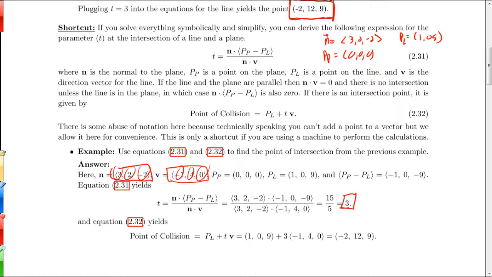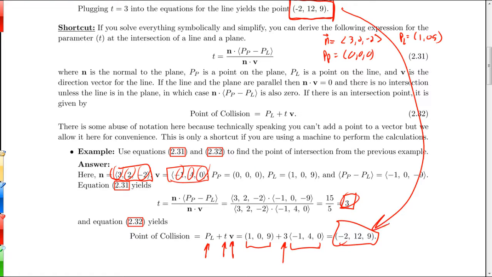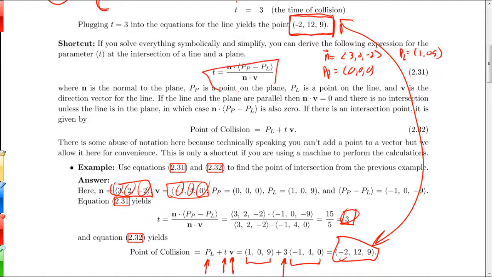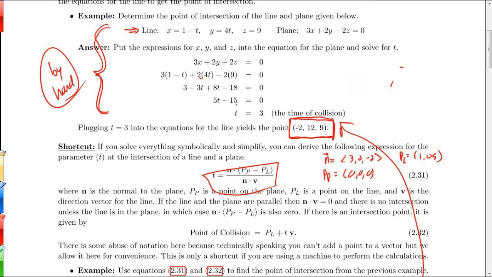Risky, though, because there's an awful lot of work going into that. And then if you take 3 times the direction vector and add it to the point on the line, it actually gets me the same point of intersection. Again, it's tempting to use this formula because it's a straight-up formula, and this is more of a process. But the process, if you're doing this by hand, is so much easier than the formula.